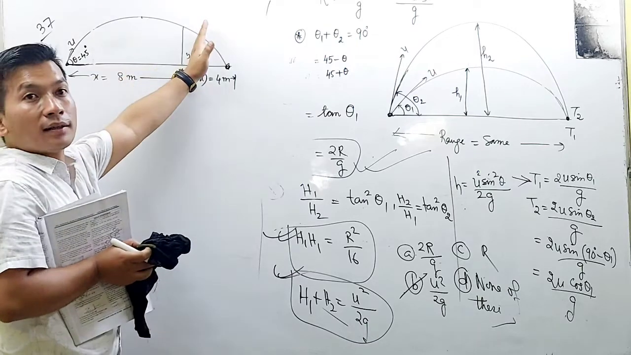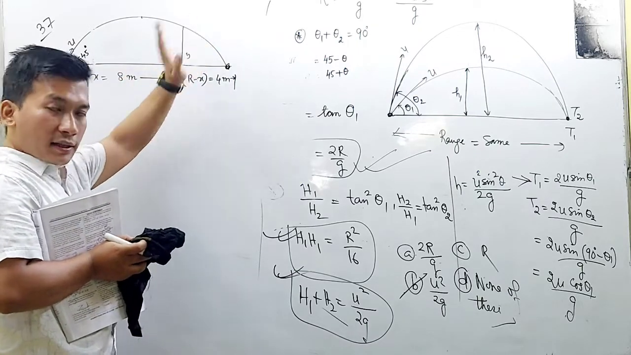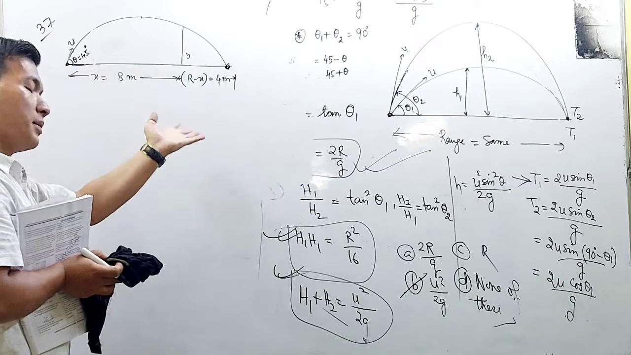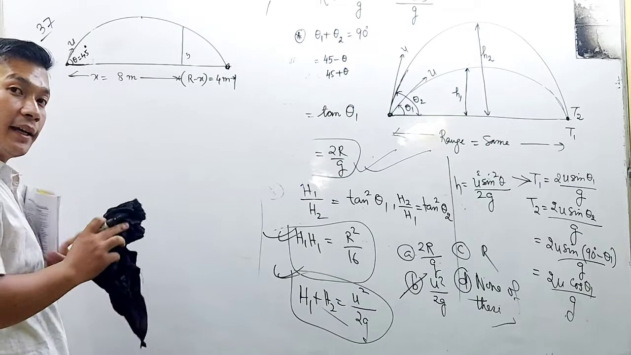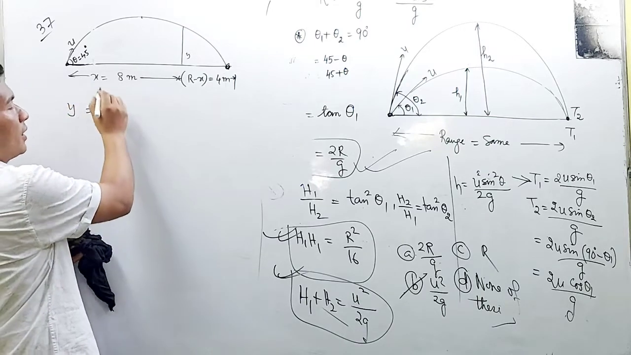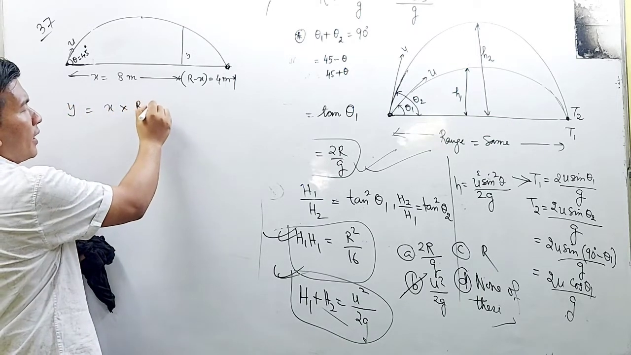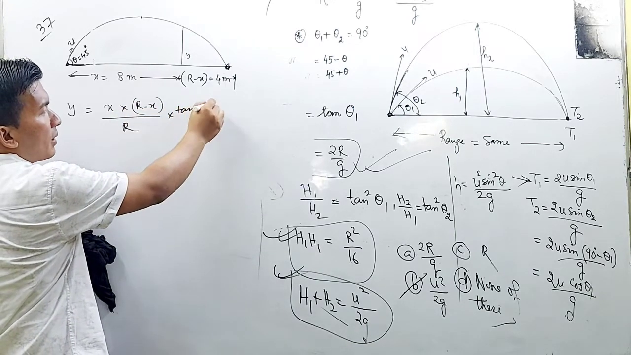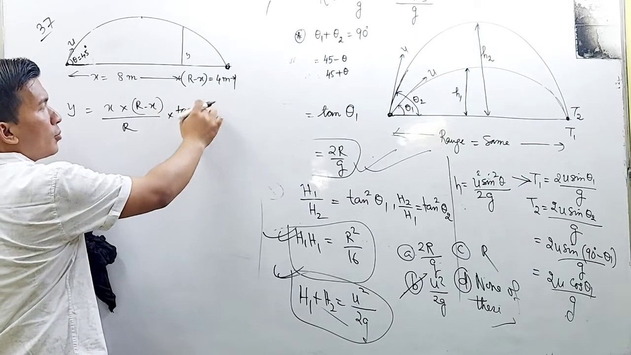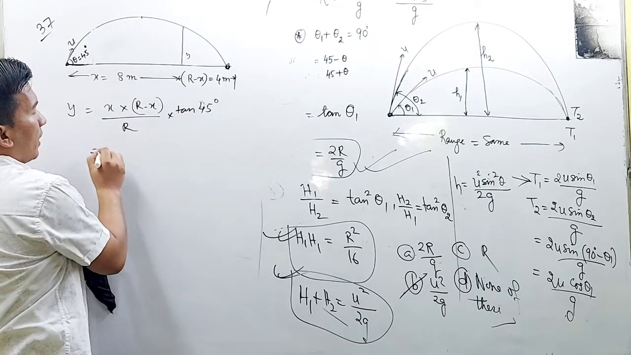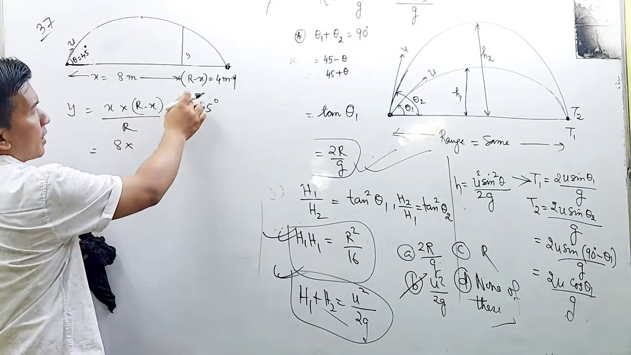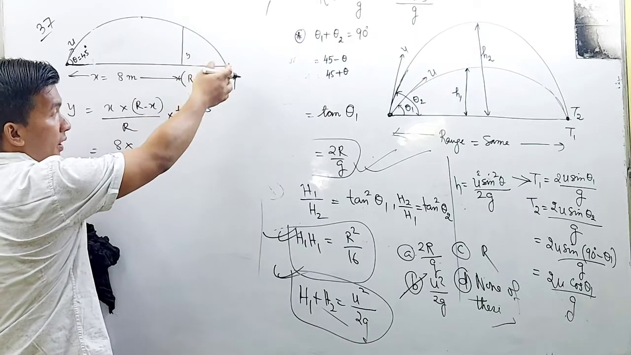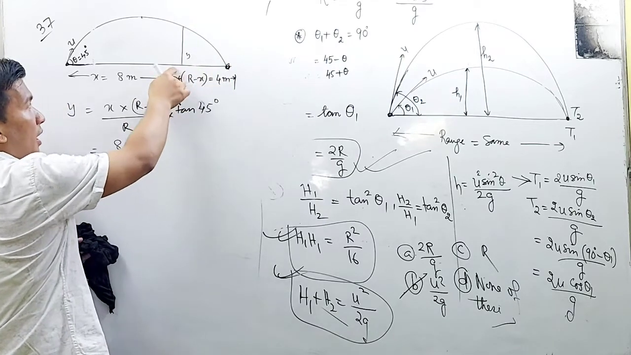What must be the height of the tree? Very easy. Calculate: your y will be equal to x into R minus x divided by R into tan of theta. We can put it as tan of 45. Here x is 8 and R minus x is on the other side of the tree, the striking distance.